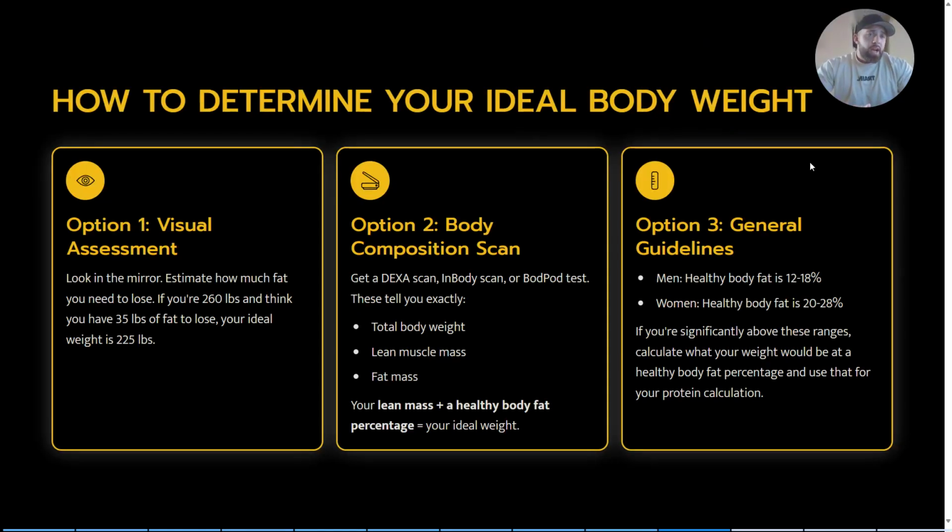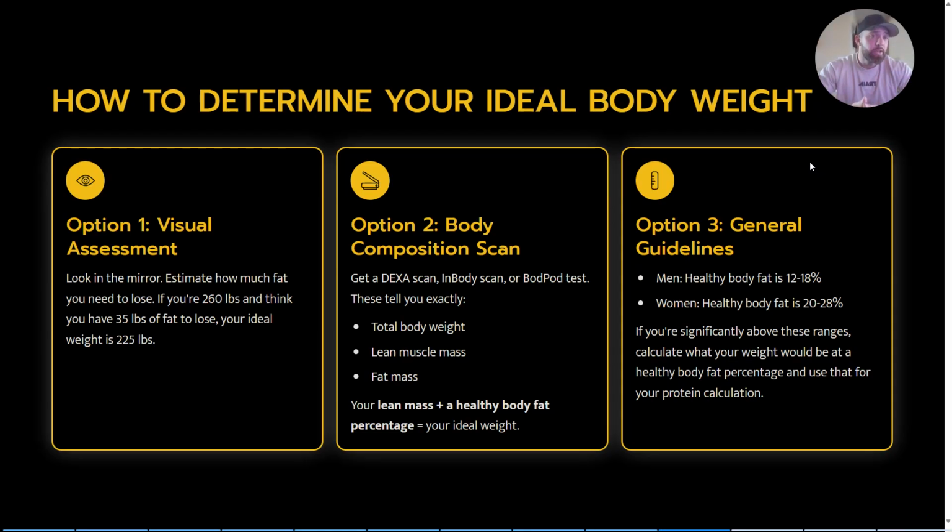How to determine your ideal body weight. We already spoke about this, guys, but again, you can do a visual assessment in the mirror. You can get a DEXA scan. You can do an InBody test and subtract your fat mass from your lean mass and figure out how many pounds of fat you actually have to lose. But just a general rule of thumb is men are supposed to be between 12 and 18%, and women are supposed to be between 20 and 28. That's on the higher end of things.